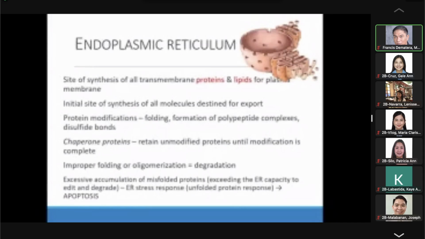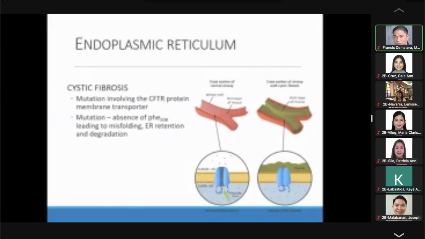And then excessive accumulation of these misfolded proteins would lead to the endoplasmic reticulum stress response or unfolded protein response, UPR. When there's failure to correct this, this can lead to apoptosis. An example of a disease is cystic fibrosis. Here there is a mutation in the gene encoding the CFTR protein membrane transporter.